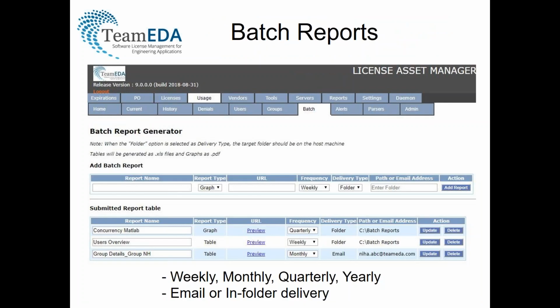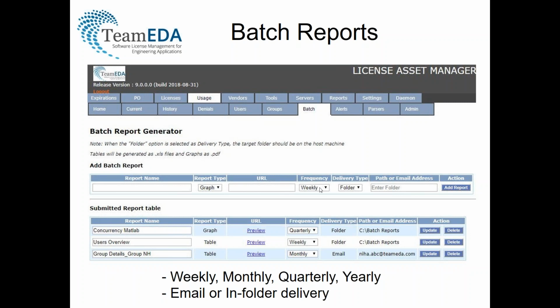And this is the typical batch report screen, which shows all of your batch reports in one place. Just so that you know, the URL creates the report. So you create the report one time, copy the URL, and paste it into this URL box, give it a user-friendly name, and then choose either a graph or a table, and weekly, monthly, quarterly, or yearly.